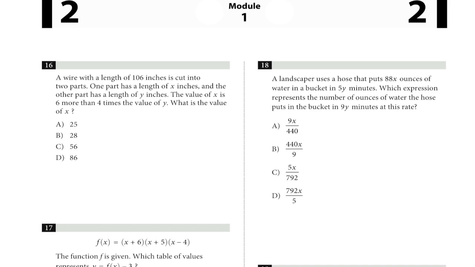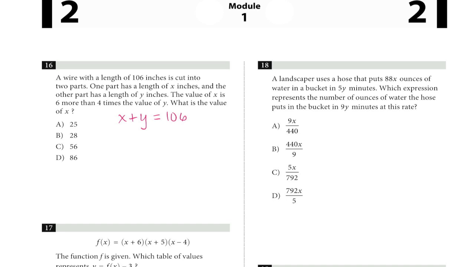Moving on, number 16. A wire with a length of 106 inches is cut into two parts. One part has a length of x inches, and the other part has a length of y inches. The value of x is 6 more than 4 times the value of y. What is the value of x? So we have these two parts, x and y, and when they're combined back together, they should go back to our original wire. Combining usually means adding them, so x plus y equals 106 inches.